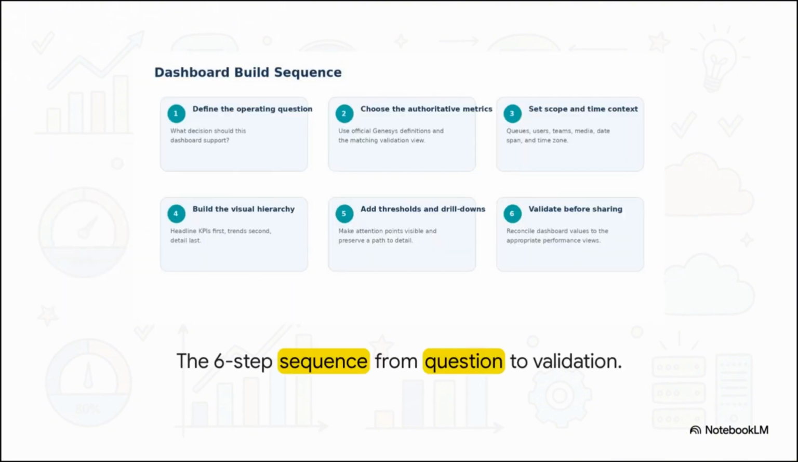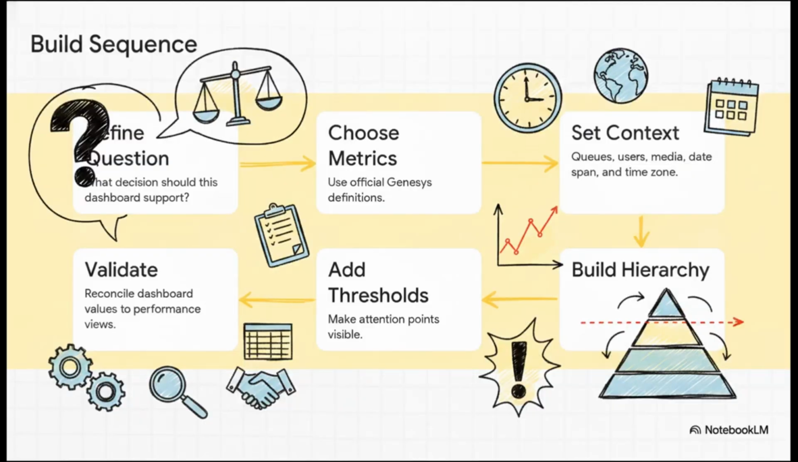Now, to actually achieve that pristine state, we have to follow a procedural journey. It's a very precise 6-step build sequence. Because I can promise you, if you skip straight to building without defining your business question first, you're just going to end up with a rainbow of meaningless lines that nobody actually knows how to interpret. We want actionable signals, not abstract art. So let's cement this reporting first mindset before we even touch the interface.